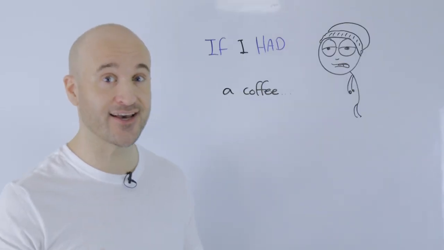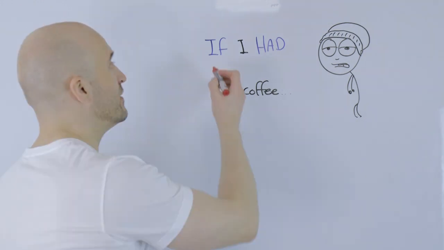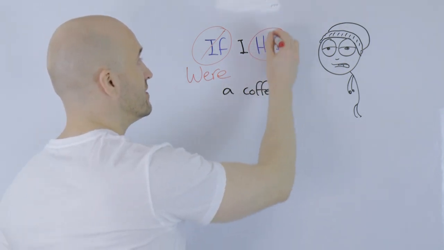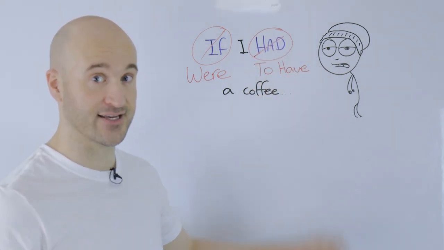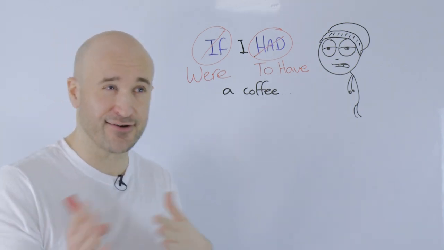This is the very quick and very easy way to learn inversion. So you need to change some things. We changed this to were, and the verb to an infinitive. Were I to have a coffee? It's more formal, we use it for slightly different reasons.